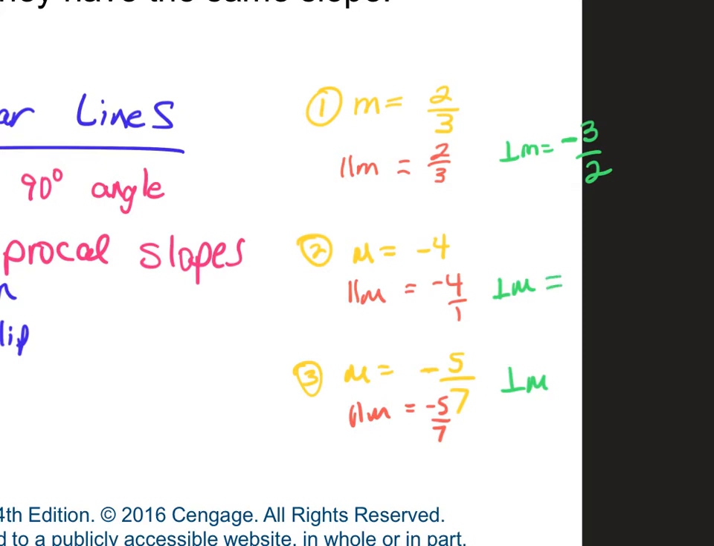Perpendicular slope to -4 would be positive, and I flip 4/1, it becomes 1/4. Perpendicular slope to -5/7 would be positive 7/5. It has to be both. It can't just be opposite signs, and it can't just be reciprocals of each other. It has to be opposite signs and flips. So make sure you guys are paying attention to that, okay?